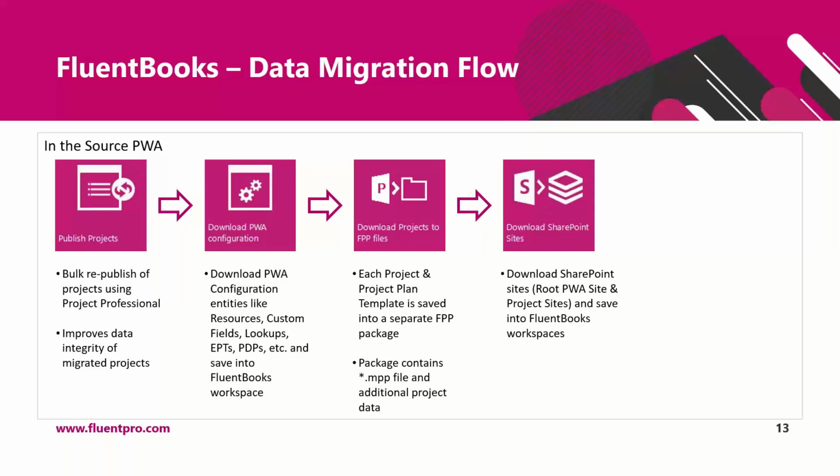And also, the last step in the source PWA is to download SharePoint content if you have sites that need to be migrated. This includes root PWA site, project sites, and any non-project site that you have in your PWA, for example, team sites or other kinds of sites. SharePoint sites will also be saved into FluentBooks workspaces and stored locally on your machine.